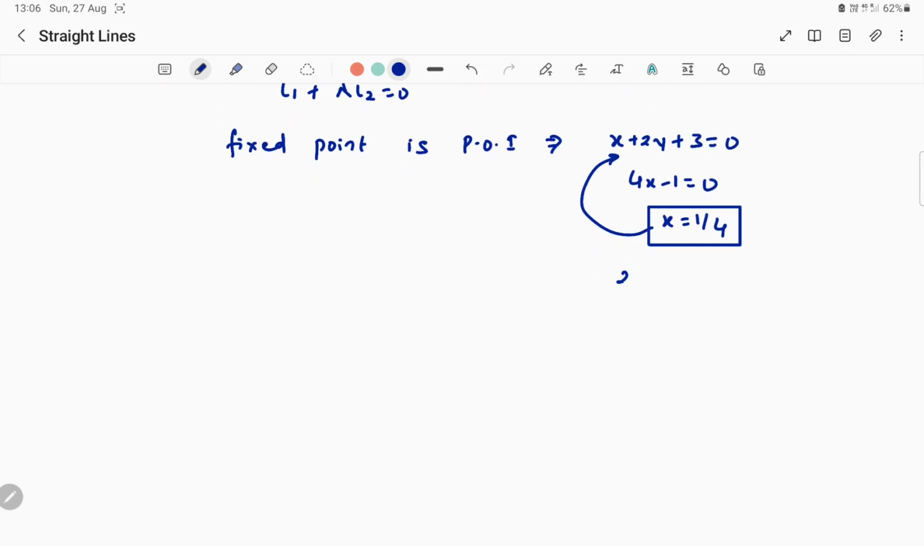So what is y? 2y is 3 minus x, which is 1 by 4. So we get 4 3s are 12 minus 1, 11 by 4. So we get y equal to 11 by 8. So the fixed point is (1/4, 11/8).